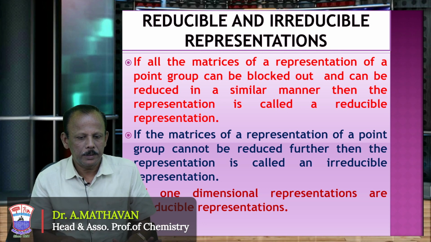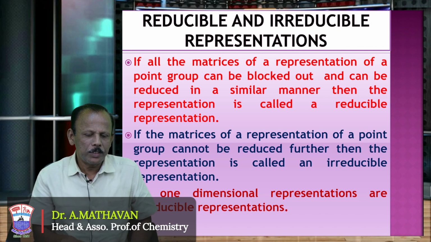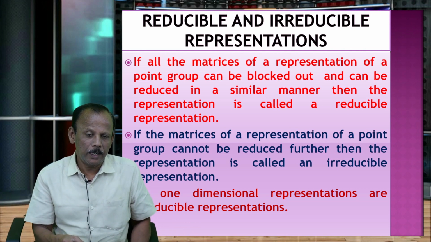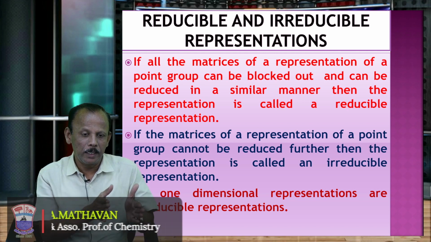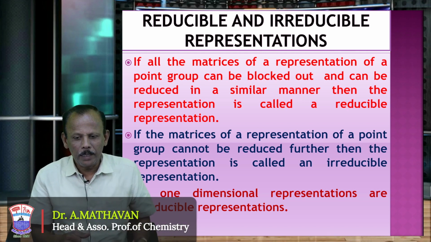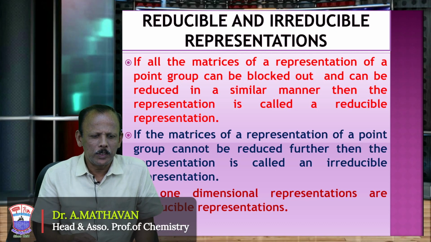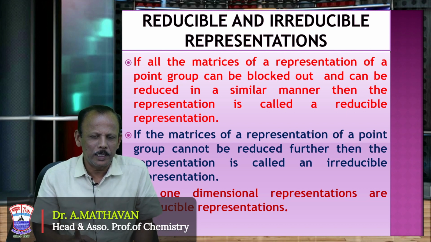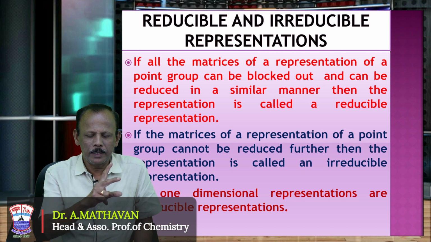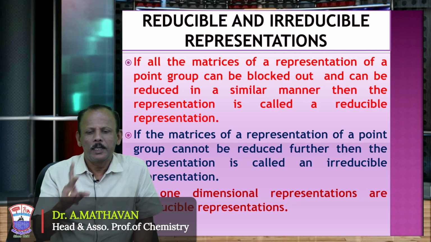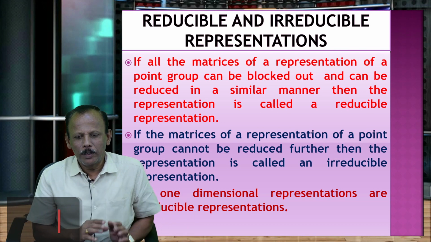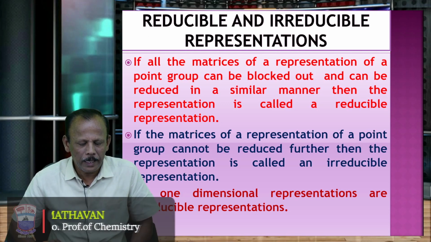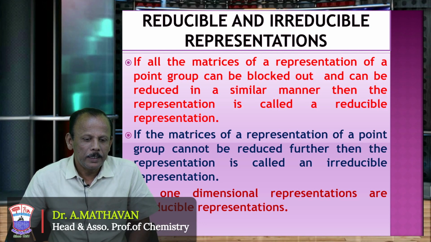There are two types of representation. Normally, the character corresponding to the identity operation is called the dimension of the representation. The character of the matrix corresponding to the identity element, the first one, is called the dimension of the representation. Suppose we use only one coordinate, we get a 1 by 1 matrix, the character is 1, and this is called a one-dimensional representation. Suppose we use two coordinates, x and y, we get a 2 by 2 matrix, the character for that matrix is 2, which is called a two-dimensional representation. Similarly, if we use 3 coordinates x, y, z, they form a 3 by 3 matrix, and the character corresponding to that matrix gives the 3-dimensional representation.